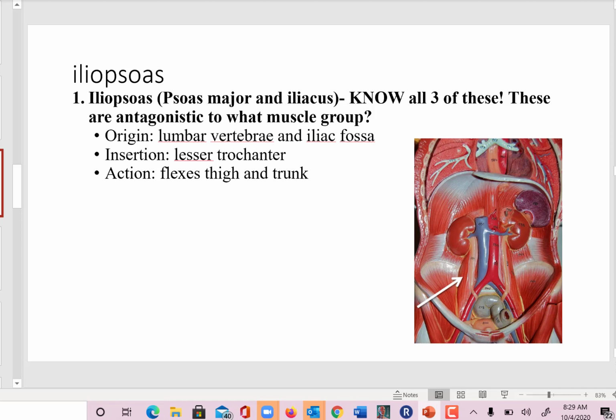Here's another picture of the abdominal cavity, and again you can see the iliacus, the psoas major, and then they both emerge on your anterior thigh that I'm highlighting here in this magenta color, more lateral to the femoral vein, artery, and nerve. So their origin is the lumbar vertebrae, that's for the psoas major, and the iliac fossa, that's for the iliacus. They will insert as the iliopsoas on the lesser trochanter. And again, it's going to flex the thigh and the trunk.